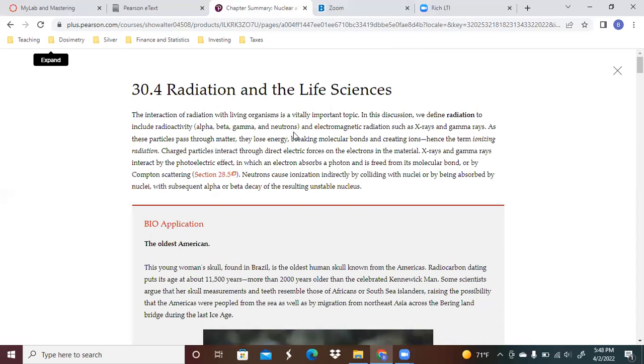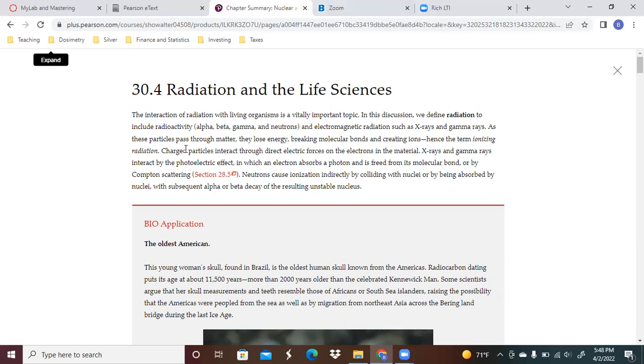Radioactivity is basically going to be defined using these particular terms, and electromagnetic radiation is going to be defined using this. So the difference here may be a little bit hard to see, but we'll get used to it as we go along.